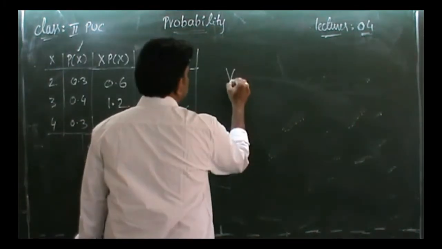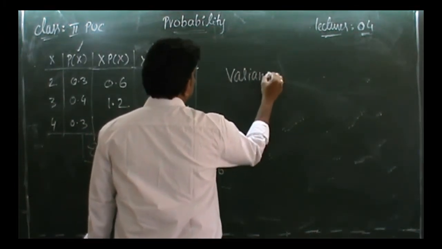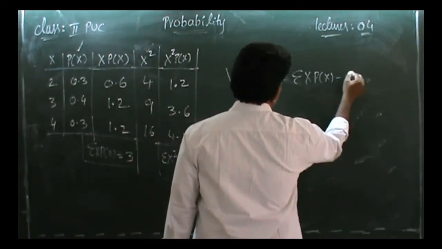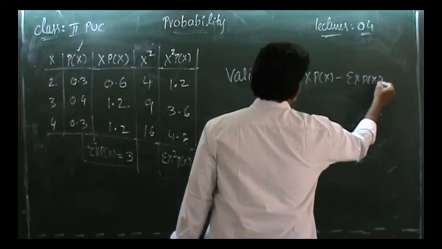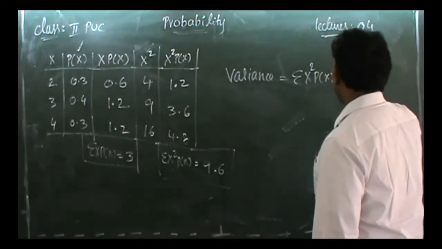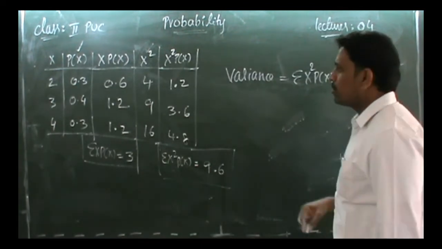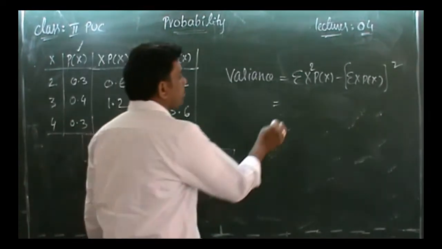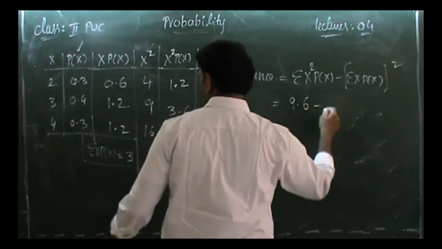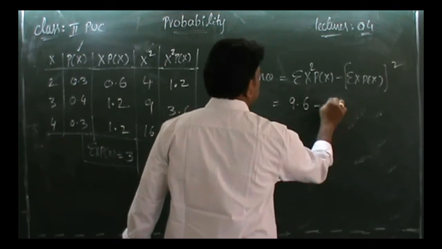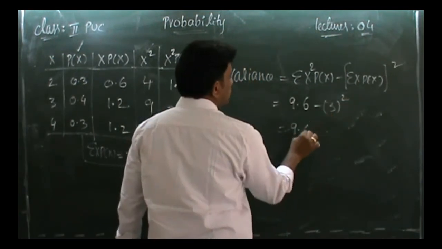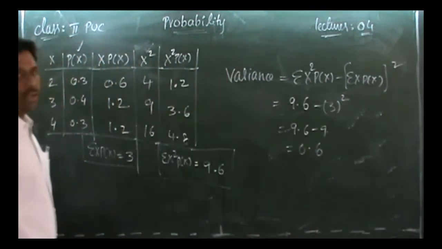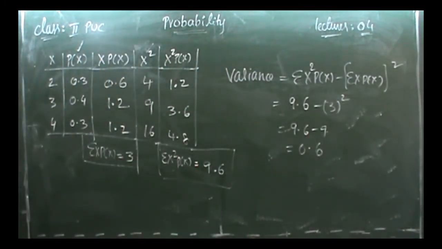Now I am going to find out the variance. What is the variance formula? The variance formula is summation of x square into p of x minus the square of summation of x into p of x. The first value is 9.6, minus the other value, which is 3, whole square. So 9.6 minus 9, what is the answer, children? 0.6 is the answer. In this manner we will find out the variance.